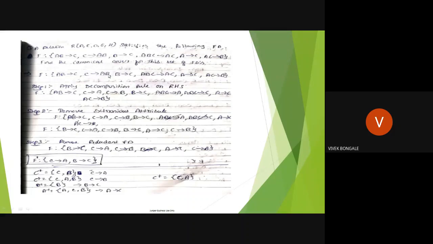Next, on the right hand side we have multiple attributes, A and B. Apply the decomposition rule. C determines A, one functionality. C determines B, second functionality. With the help of C, I can find A. With the help of C, I can find B. So C determines A, C determines B. We are splitting that one, but the result remains the same. There is no effect on the result. So C determines A, C determines B.